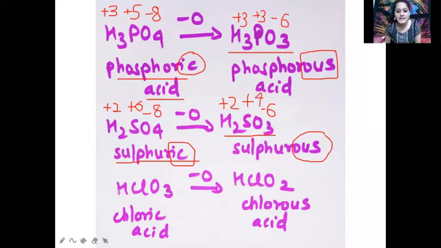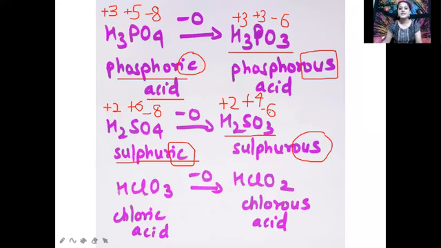So hence you can see that initially in sulfuric acid it was plus 6, but now it has reduced to plus 4. So always you will see that from sulfuric acid to sulfurous acid, there will be a reduction of oxidation state by minus 2. So plus 6 has got reduced to plus 4. So this was one type of oxo acid which we have discussed.